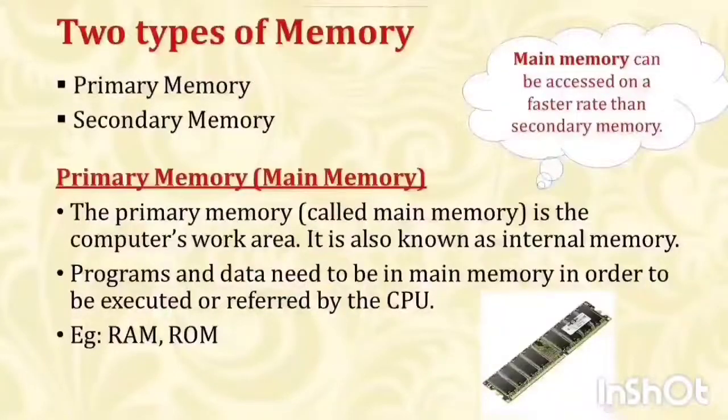There are two types of memory, that is primary memory and secondary memory. Primary memory is otherwise called main memory. The primary memory is the computer's work area. It is also known as internal memory.